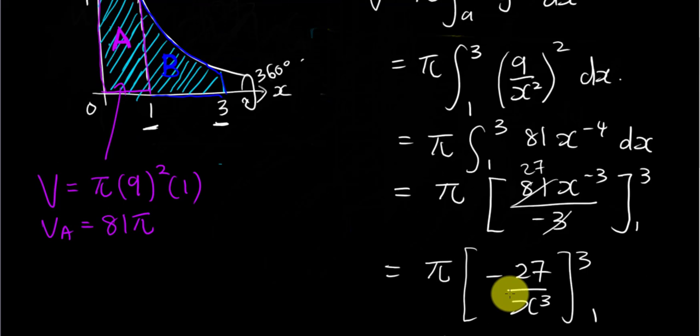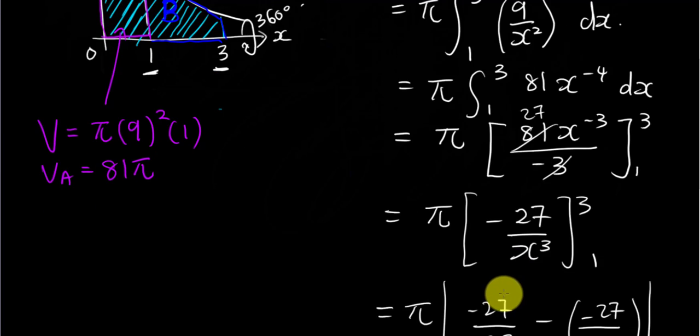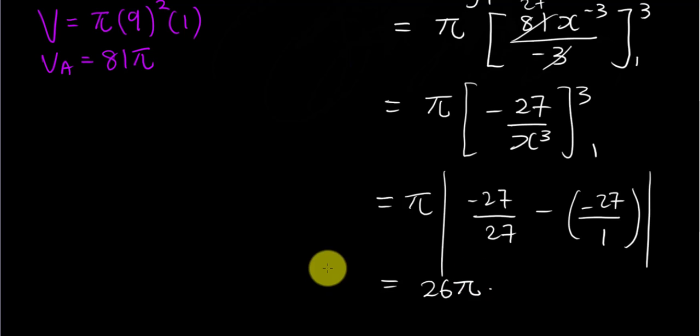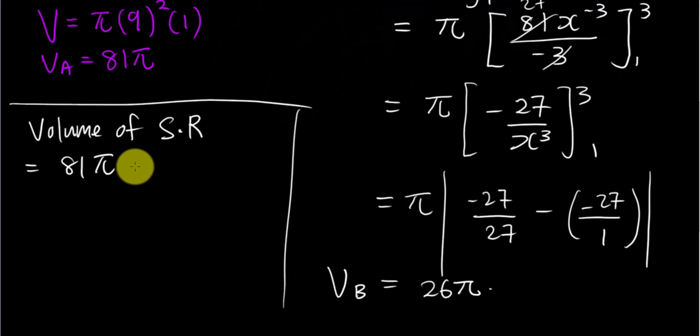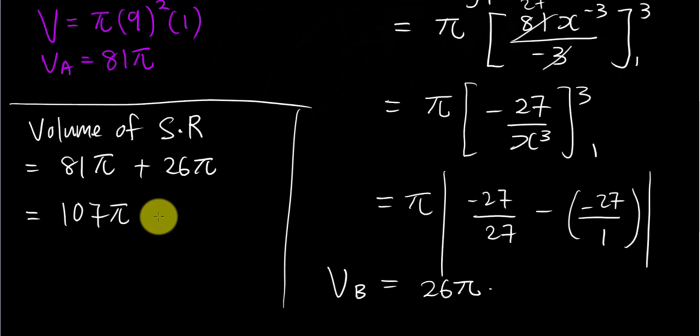Alright, so if this is 26 pi, what you need to do is sum them together. You want to find the total volume of the shaded region A and B. So you should know this one is basically the volume for B. So you want to find the total, you just sum them together. So the volume of the shaded region is just equal to 81 pi plus 26 pi, and then you should get 107 pi. This one should be the final answer.